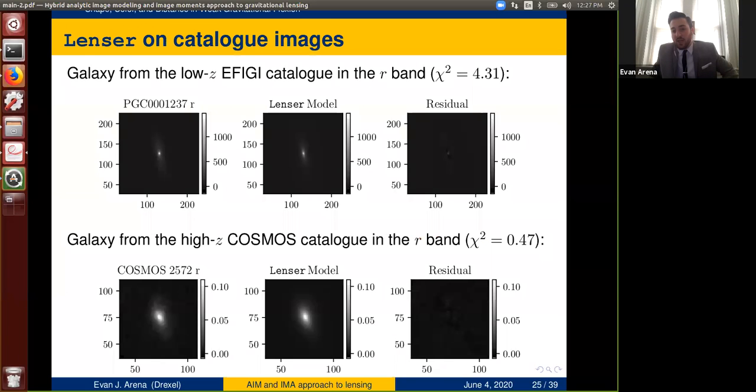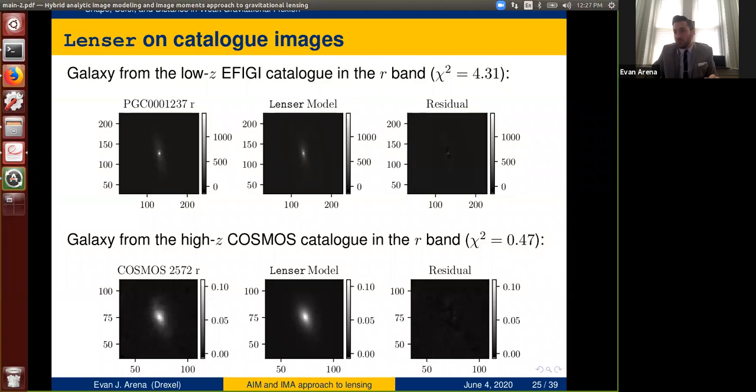Here we see a galaxy image from the F&G catalog and an image from the Cosmos catalog run through Lenser. And as before, with the simulated image, left to right is the real image, the model, and the residual. And if you're wondering at this point, what are the X and Y axes and why are they different for each image? They're pixel numbers. And F&G and Cosmos just have different size images.